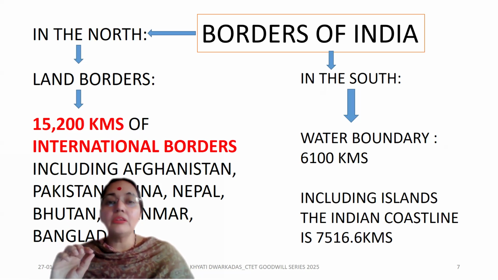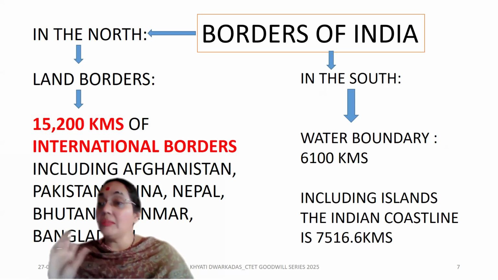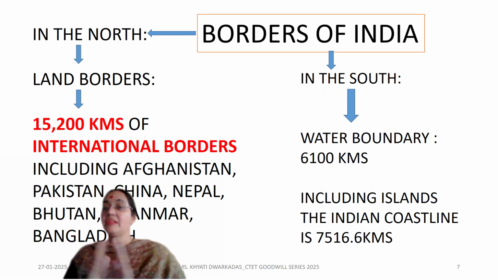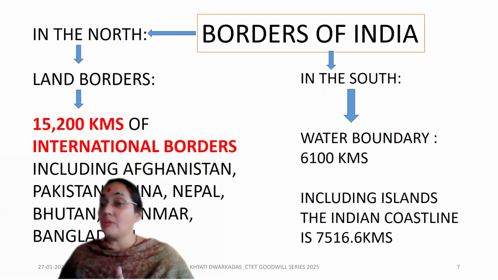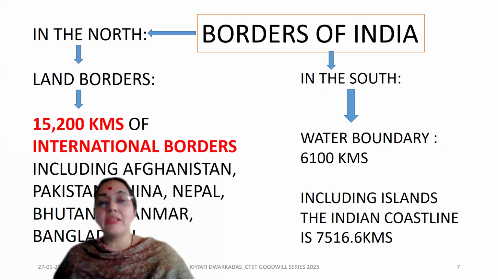And in the south, we have water bodies. We don't really have any land touching us in the south. So our international boundary in the south is the water boundary of 6,100 kilometers. And if you count the islands, then the Indian coastline is 7516.6 kilometers. Right?